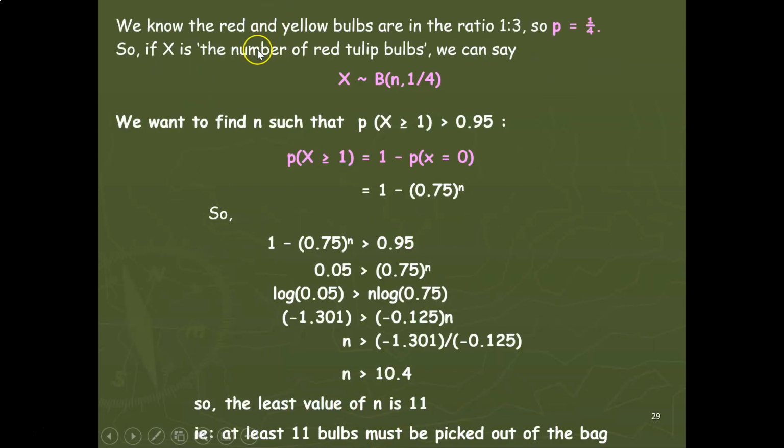So let's solve the problem. We know that the red and yellow bulbs are in the ratio 1 to 3. So our probability of success is 1 over 4. The 4 over here is 1 plus 3. This is the ratio, so the total will be 4. And probability of success is the probability of getting a red bulb.